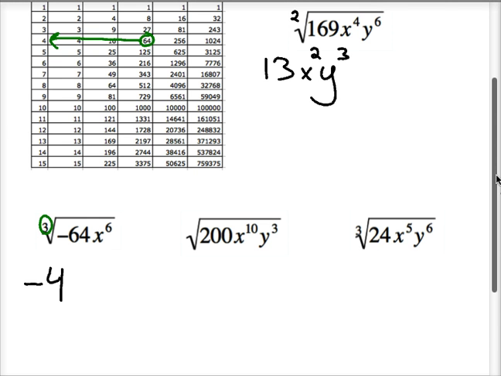Now, when we're dealing with the exponents, remember, that means we need to see how many times 3 can go into 6. Well, 3 goes into 6 twice, so that means that's going to become an x squared, because 3 times 2 gives us the 6.